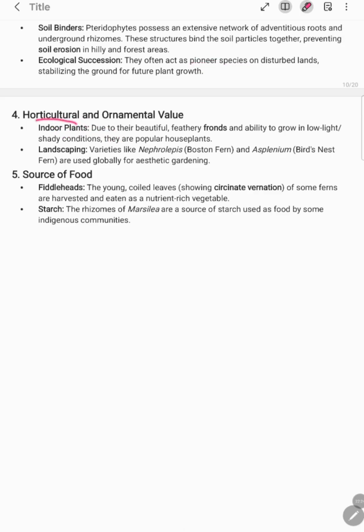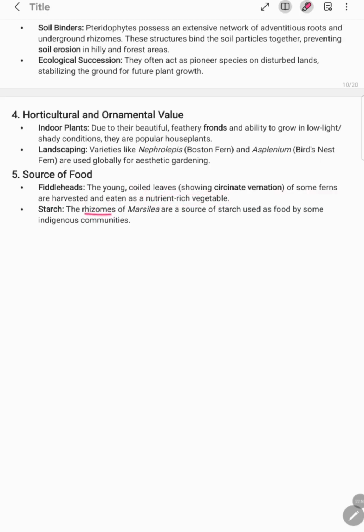Another, they are also used as an indoor plant, okay, as ornamental plants because of their large feathery fronds. Okay, as they have long fronds, they are used for ornamental value. Some of them are also the source of food. The young coiled leaves, which show the circinate venation that we have discussed, of some ferns are harvested and eaten as nutrient-rich vegetables. Okay, they are eaten as a nutrient-rich vegetable.